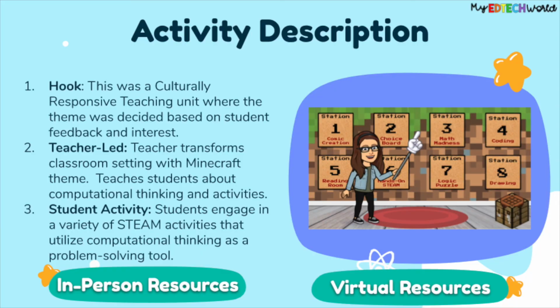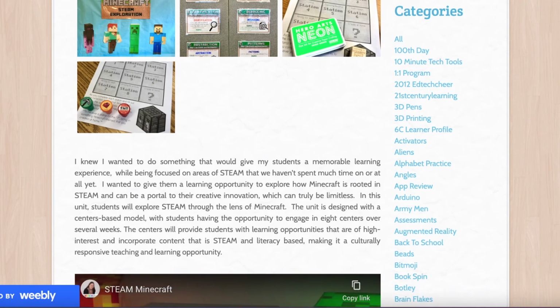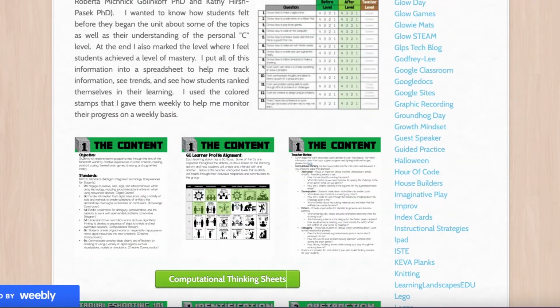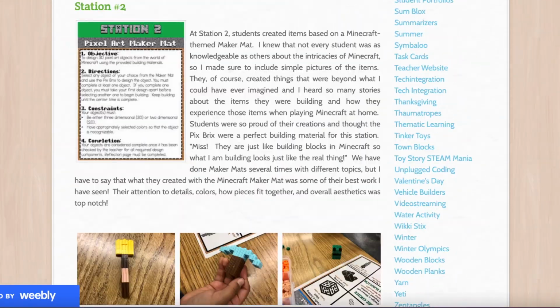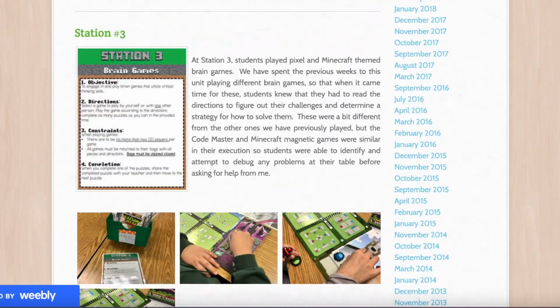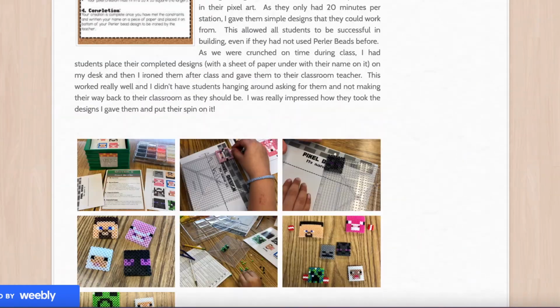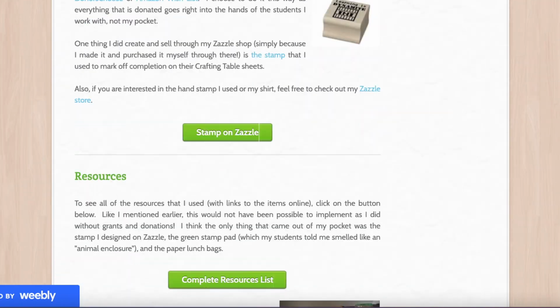So how this unit was set up, it was set up as stations where students rotated through over a couple of weeks. And this was something that I had started in person, and we were able to get through several of this before we had our shutdown in the spring. But students had the chance to get through most of these activities, and it was amazing to see them try so many new things and also use the computational thinking process as far as doing some problem solving and troubleshooting.